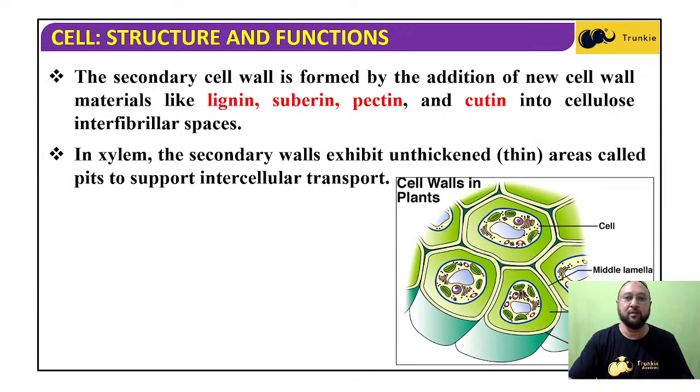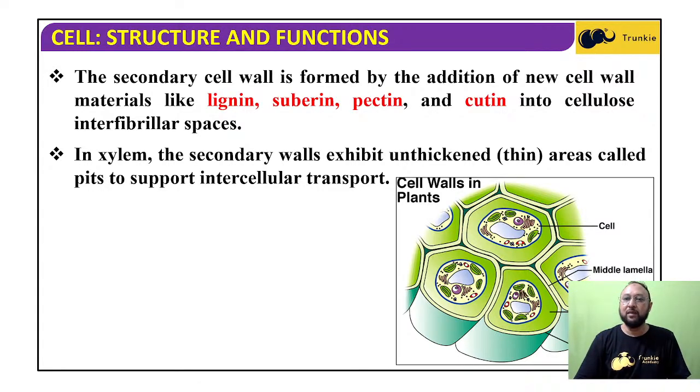Now in xylem, the secondary wall exhibits unthickened thin areas called pits to support intercellular transport. So there are some gaps or thin unthickened areas for transport, for communication between the two adjacent cells. You can see the cell, middle lamella, secondary wall, and primary wall. As I told you earlier, the primary wall is diminishing, and the secondary wall is found towards the inner side, towards the plasma membrane side.